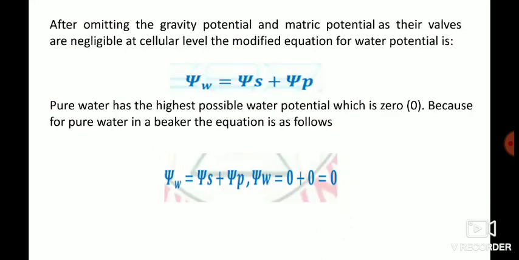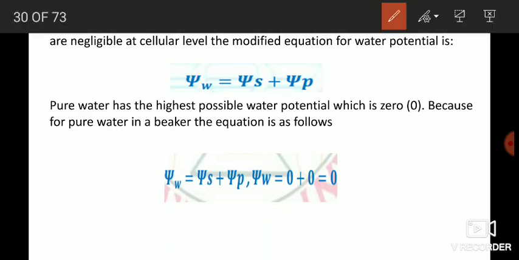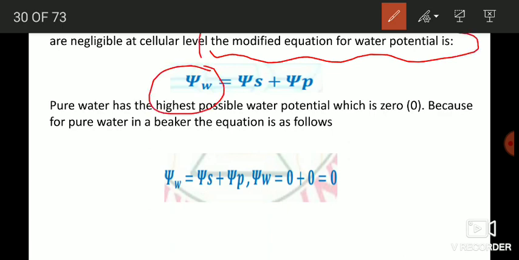After omitting the gravity potential and matric potential, as their values are negligible at the cellular level, the modified equation for water potential therefore becomes psi w equals psi s plus psi p. After omitting the values of gravity potential and matric potential because of their negligible values, the final equation for water potential becomes psi w equals psi s plus psi p.